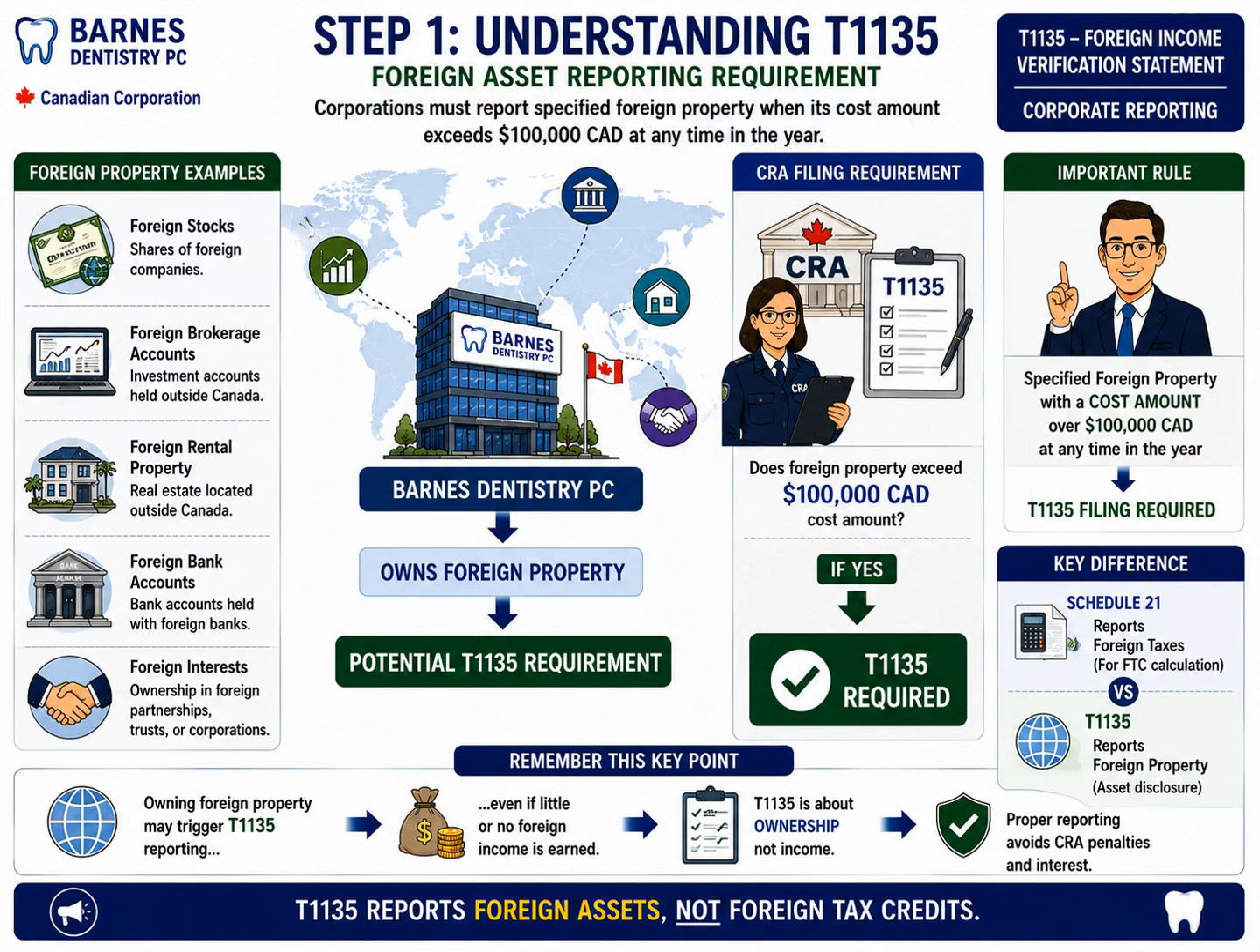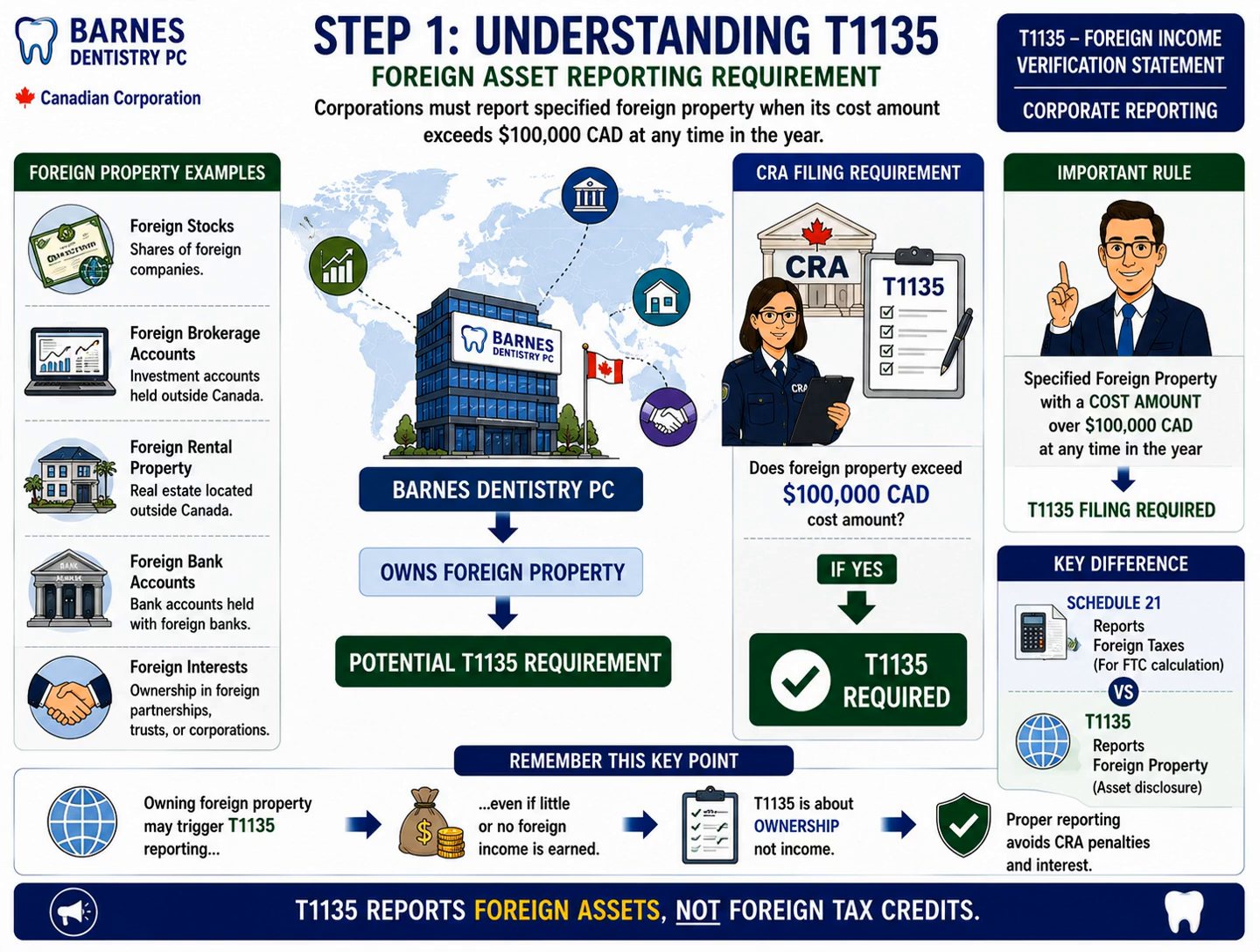The flow shown at the bottom summarizes the process. The corporation owns foreign property. The cost amount exceeds $100,000. A T1135 filing requirement may arise. The form is completed and submitted to the CRA, and proper compliance helps avoid penalties and reporting issues. Now notice the final banner. T1135 reports foreign assets, not foreign tax credits.